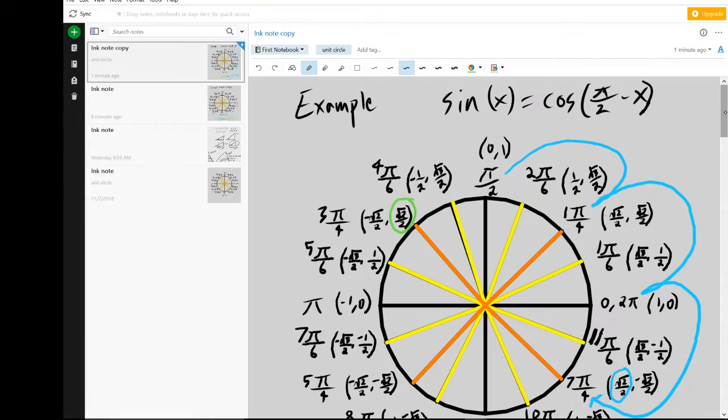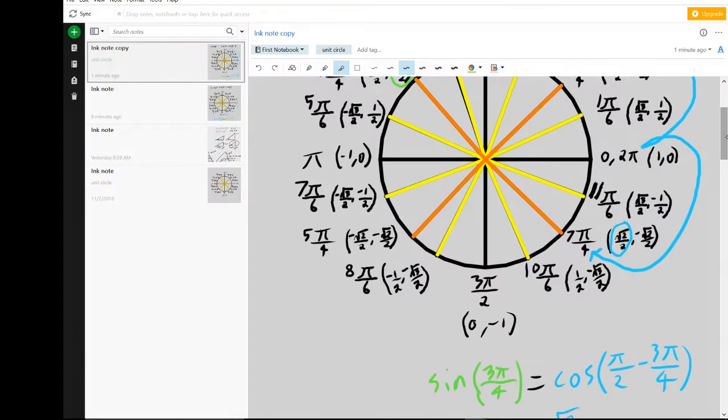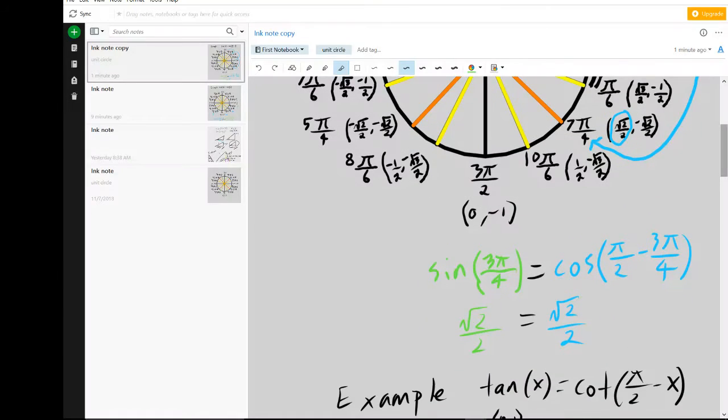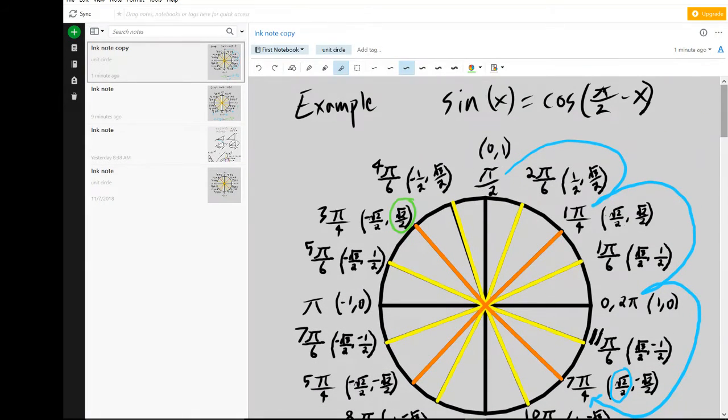So from 0, we're going to go to 3 pi over 4, and we're going to see that the sine value is root 2 over 2. We're also going to go to pi over 2, that's our starting point, and we're going to go down 1, 2, 3 pi over 4, which is going to land us right down here. The cosine there is root 2 over 2. Is root 2 over 2 equal to root 2 over 2? Yes. So we can see that this works out. Sine x does equal cosine pi over 2 minus x.